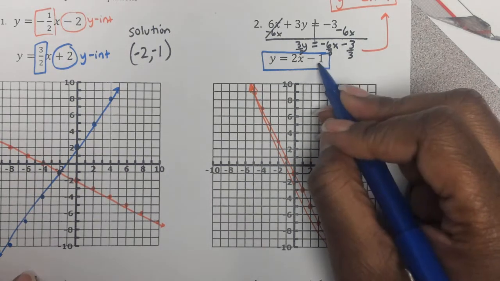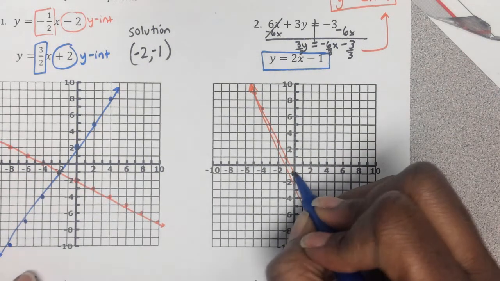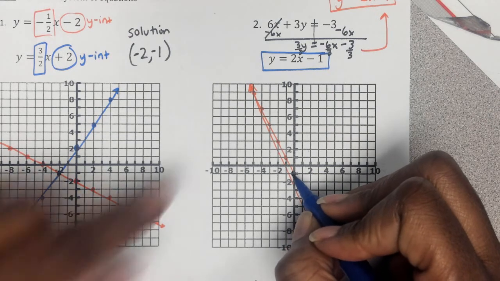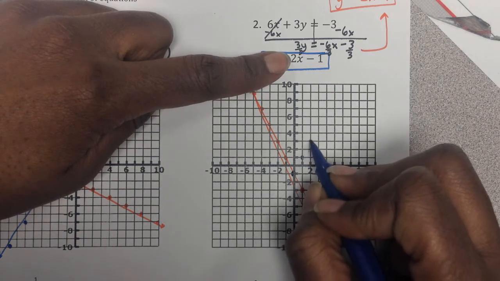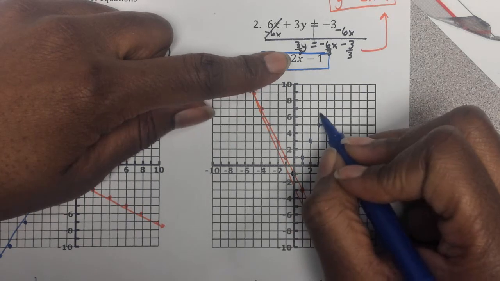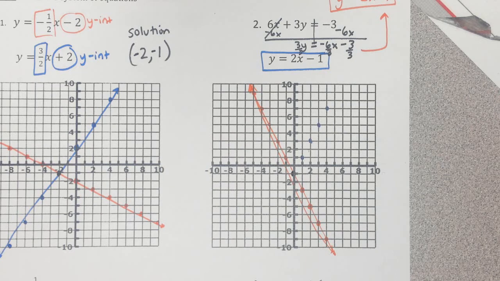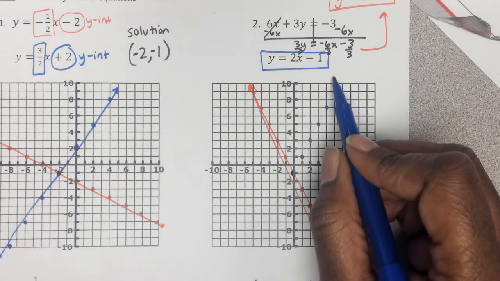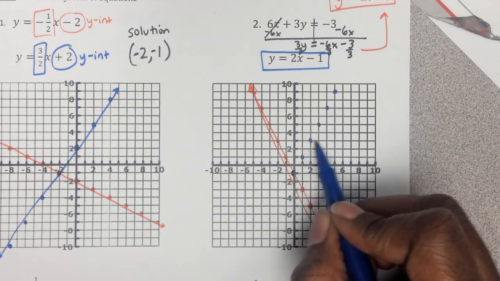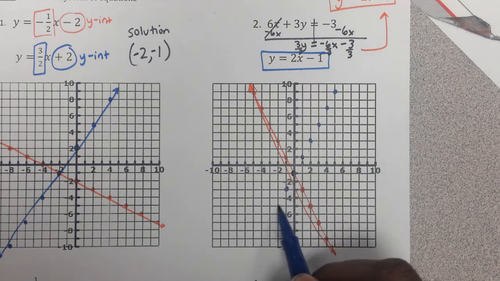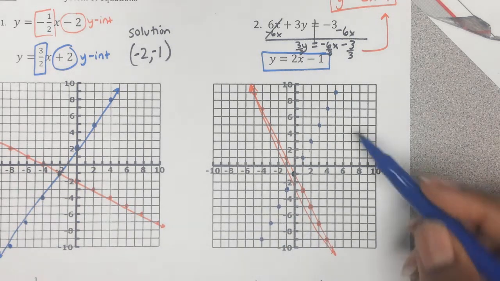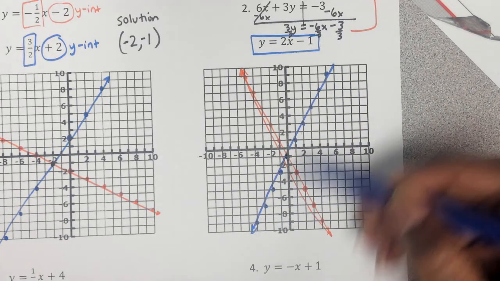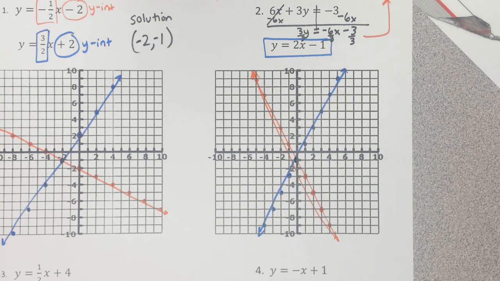Now the other one, that one once again starts at -1. But in this case, I'm going up 2 over 1. Up 2 over 1 because it's positive. And once you can't go up 2 to the right one, start working backwards. I don't know why I can't draw straight lines today, but oh well.